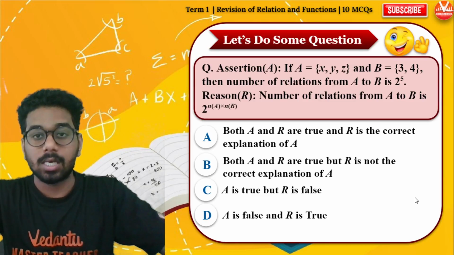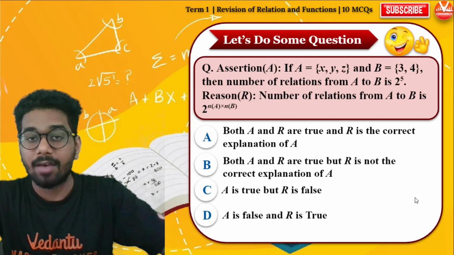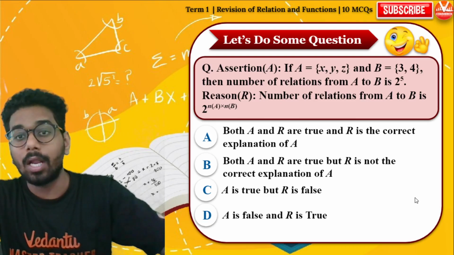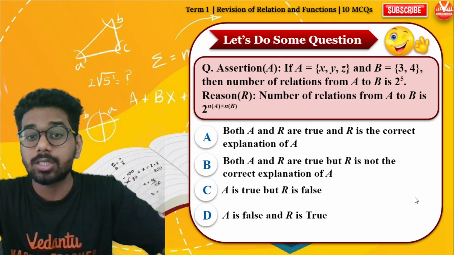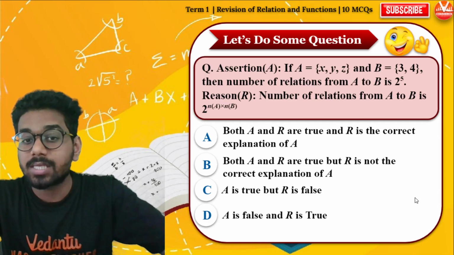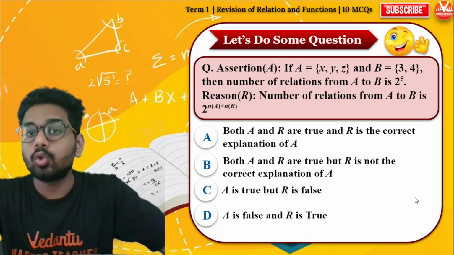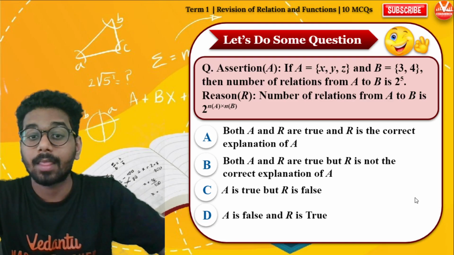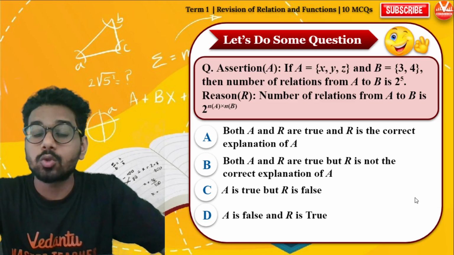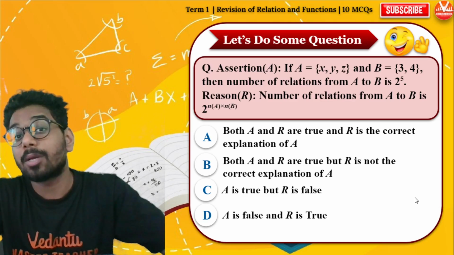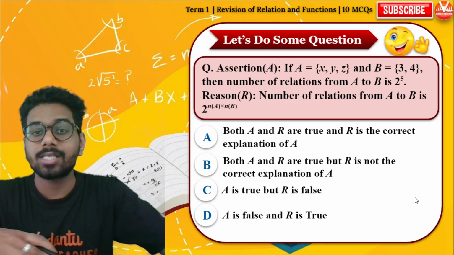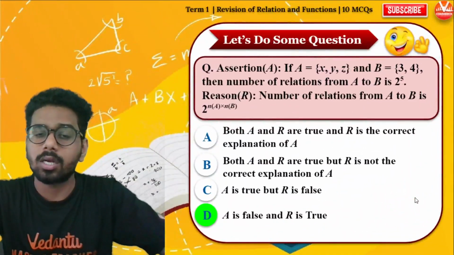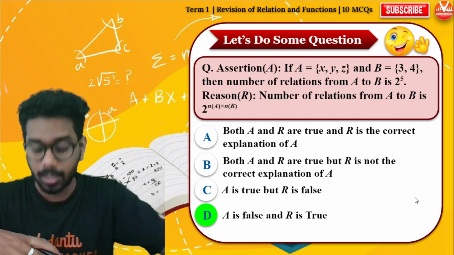Now next question. Assertion: if A is a set having x, y, and z and B is having 3 and 4. So basically 3 elements in A and 2 elements in B. So the number of relations is given. The formula is given in the reason. Reason is correct: 2 to the power of (number of elements in A times number of elements in B). So it must be 3 into 2, that is 2 to the power 6. But in this case, it's 3 plus 2, which is wrong. So assertion is wrong. Assertion is false, reason is true. So answer is option D.